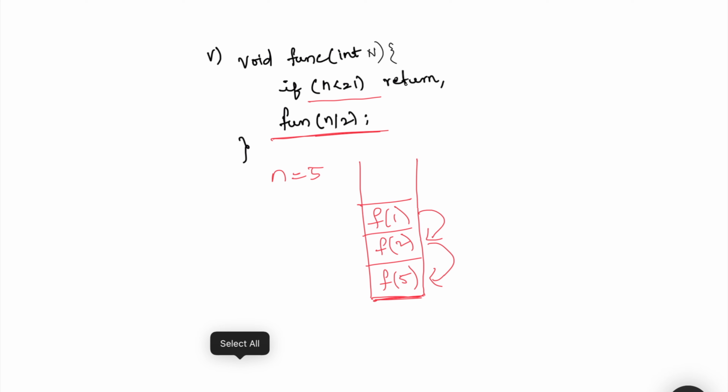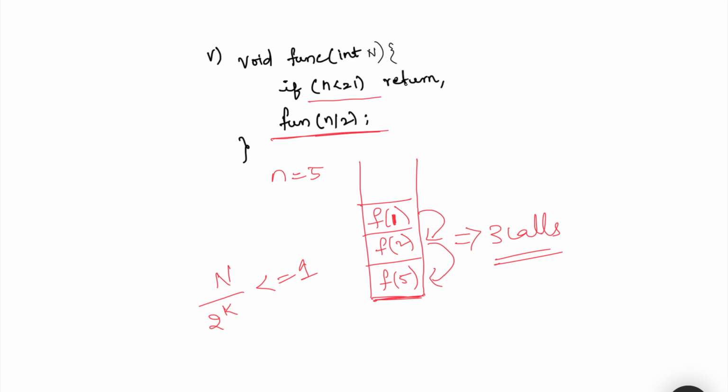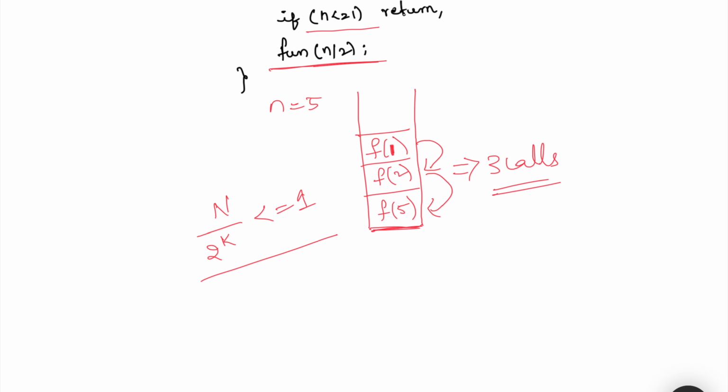See, at max we have 3 calls here, that is f of 1, f of 2 and f of 5. So immediately when we reach 1, we return from the function. So that means when n by 2 power k is less than or equal to 1, we are still in the function itself. That means the stack is growing.